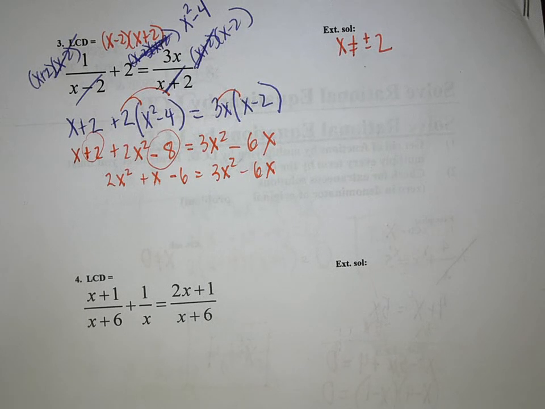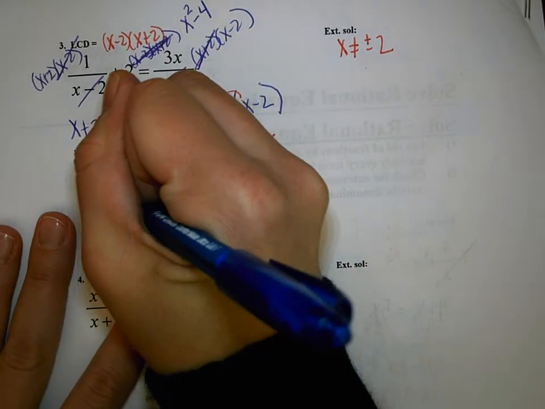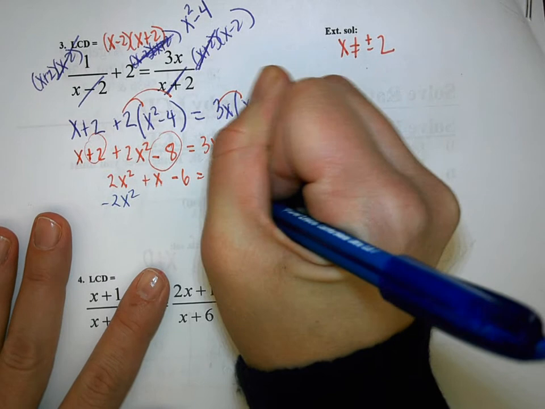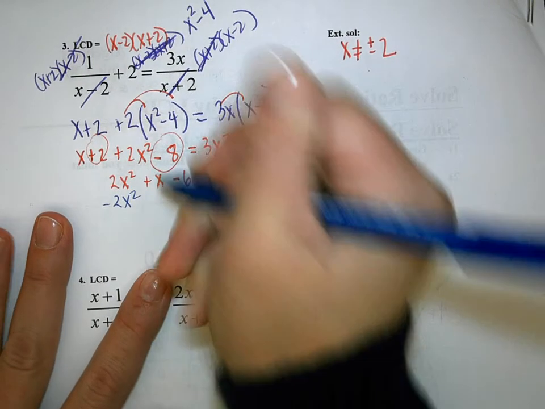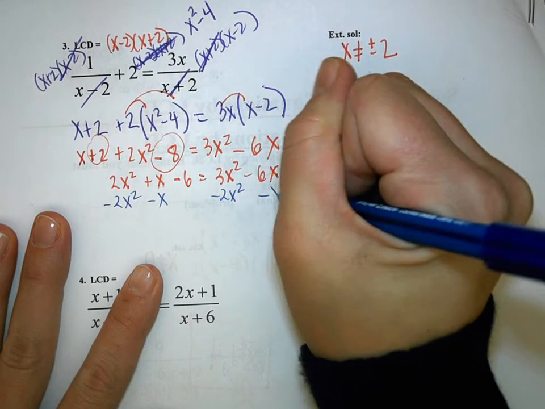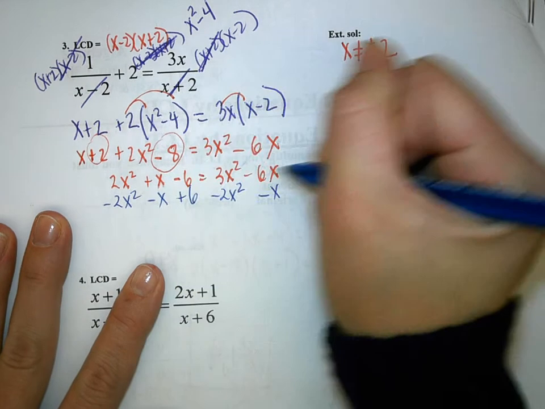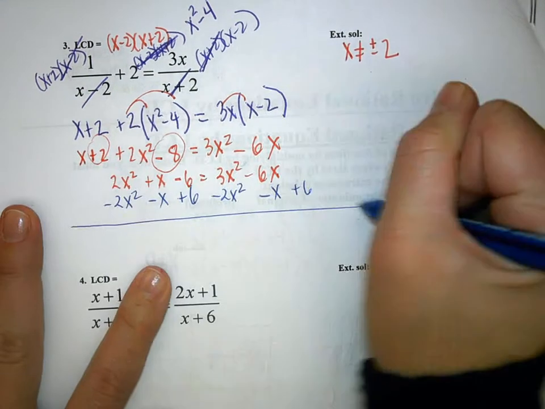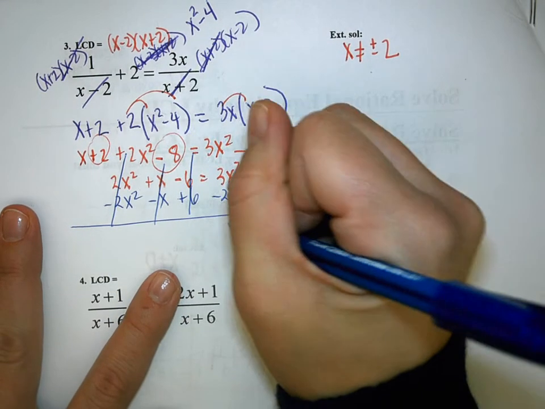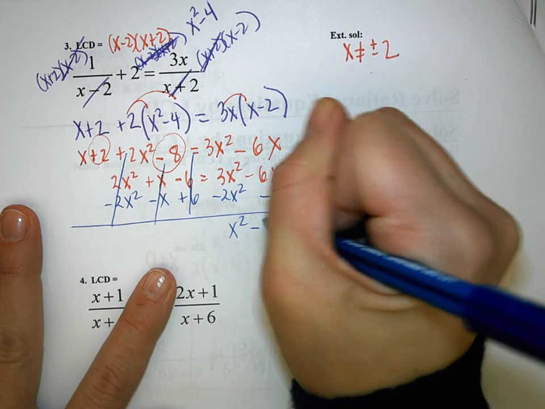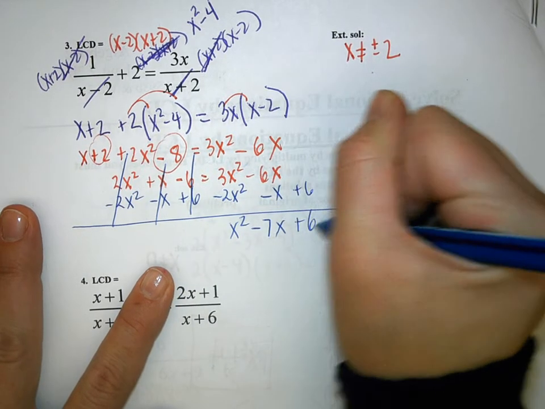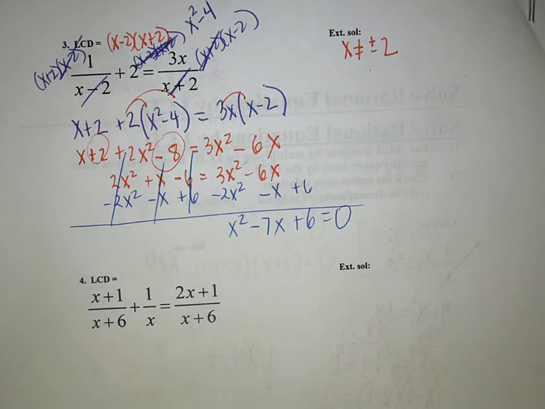To the right. Okay, so I have negative 2x squared. I'm going to line that up. Negative 2x squared. I have a negative x, and then I have a plus 6. Okay, so that all cancels out, and we get x squared minus 7x plus 6 equals 0. See what happened?